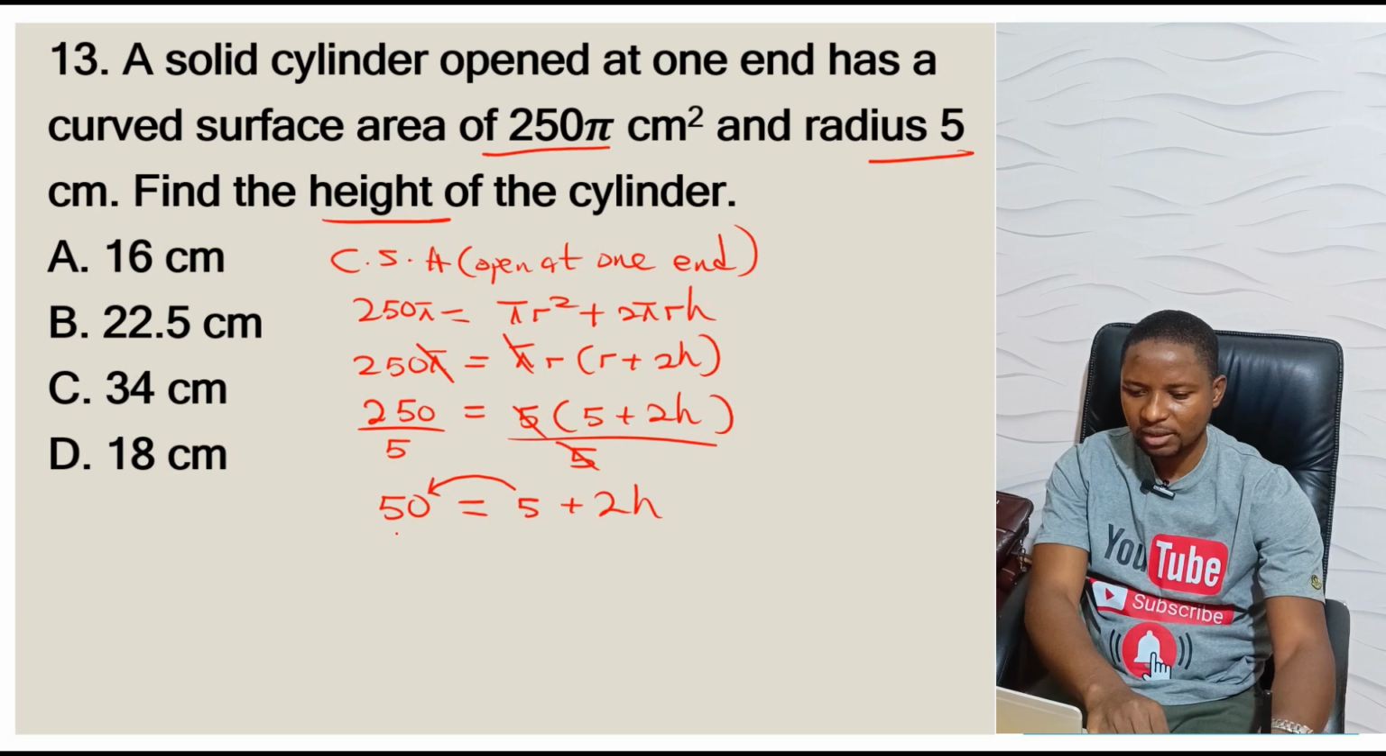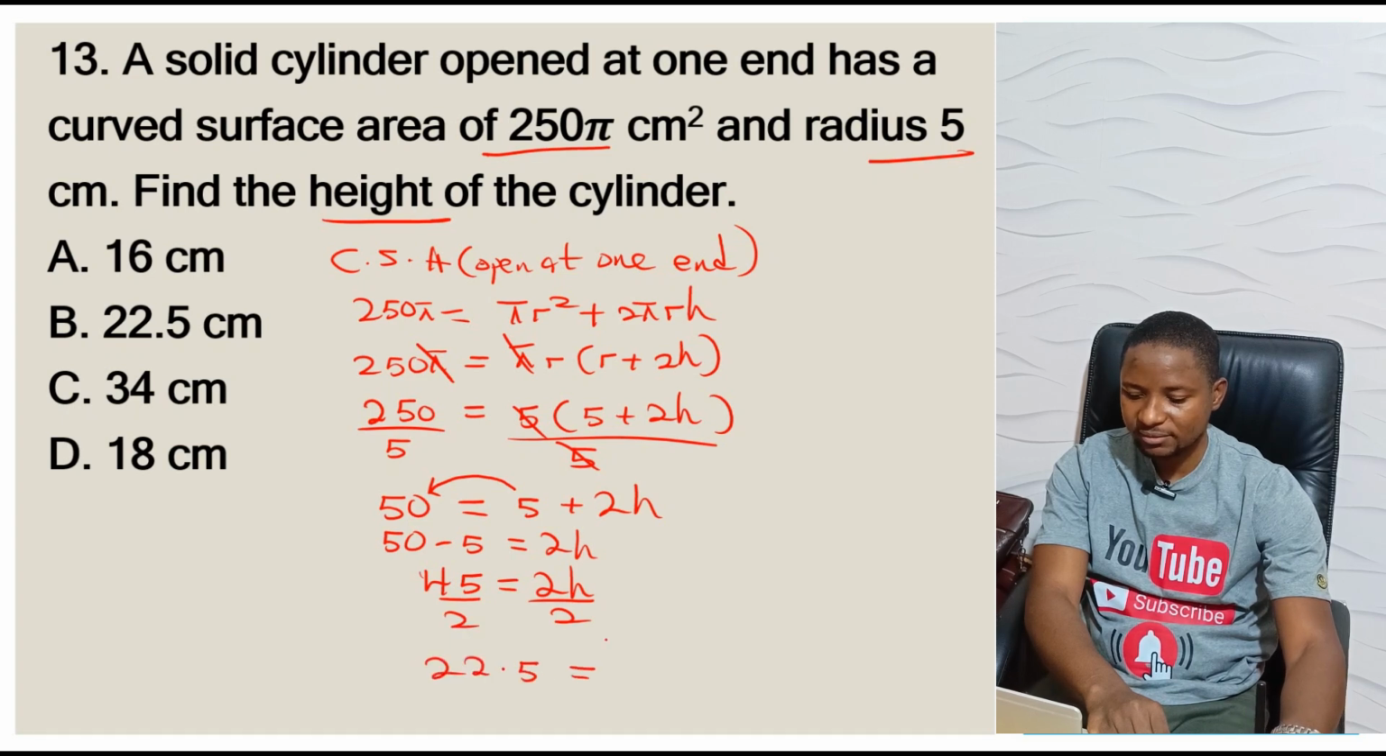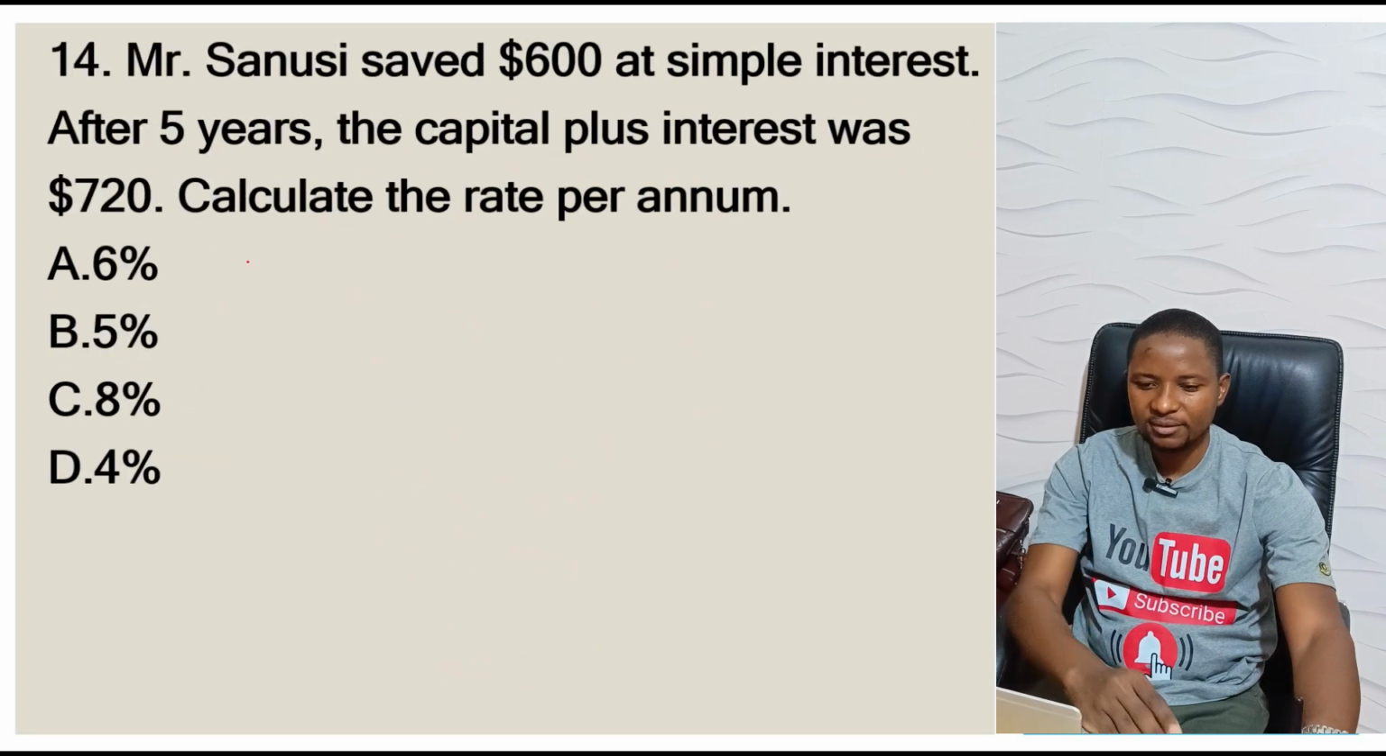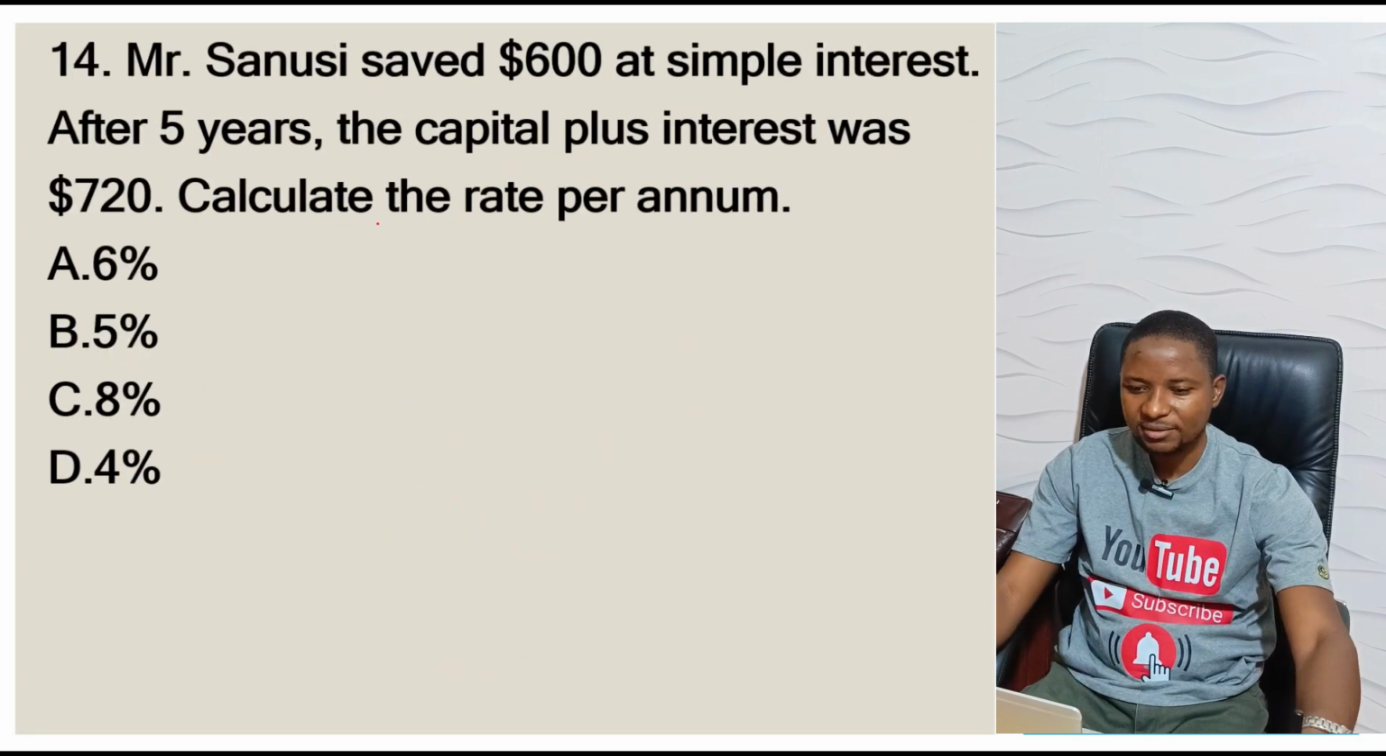Again, collect the like terms. So 5 goes to the other side and turns to a negative number. And that will give you 45 equal to 2h. Divide both sides by 2. And that will give you 22.5 equal to h. Boom. That is it.